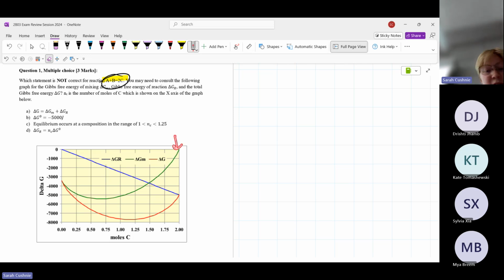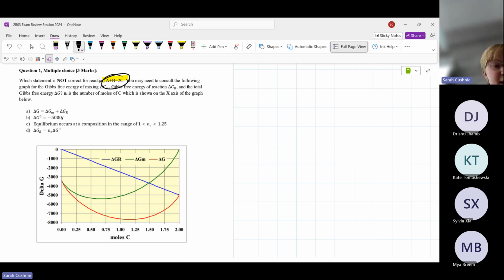But then at the end, it goes down to 0 because at the end, all we have is 2 moles of C. We have no A, no B left. So it's homogeneous. So we no longer have any Gibbs free energy of mixing left. The overall Gibbs free energy of the reaction is the combination of both of these processes that are going on, which is why we're given the overall in red. And it has a little curve shape. So now we can start to go through and answer this question.